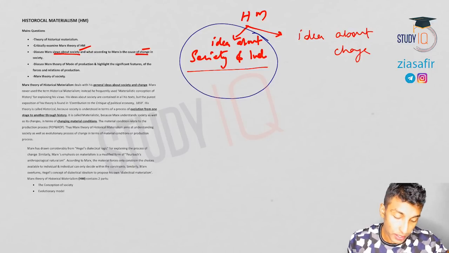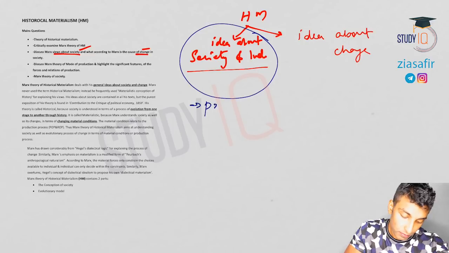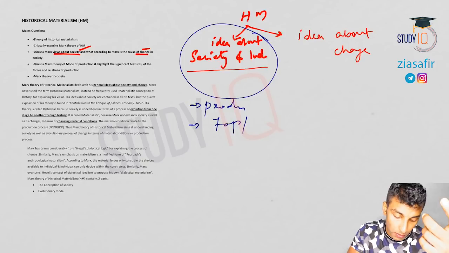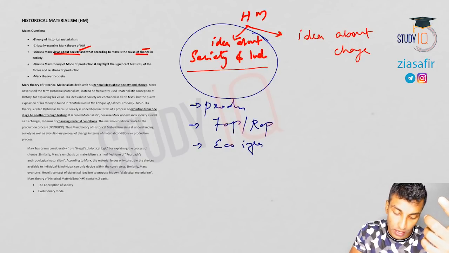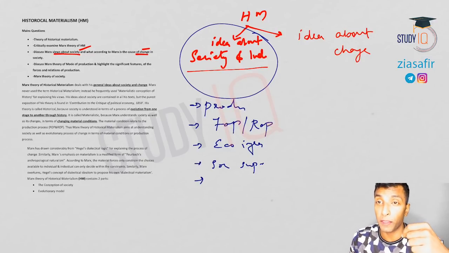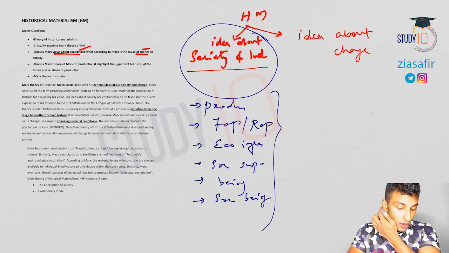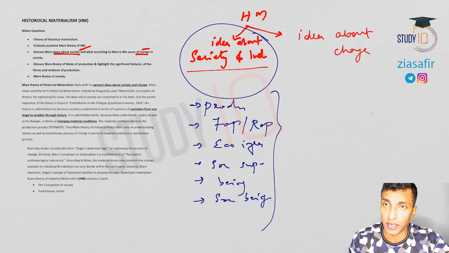Here, on the idea of society and individual, I'll tell you what you need to write. You need to talk about the idea about production, the concept of production. You know that, right? So here we will talk about forces of production, relations of production, and economic infrastructure. You will also talk about the social superstructure, and then you will talk about being, and social being. So these are the things that you need to mention in the first part.